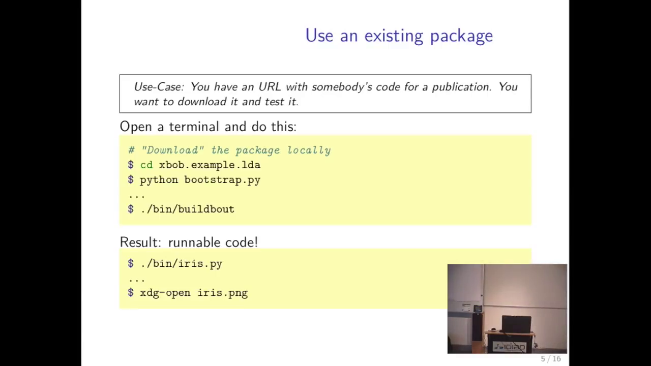And after you run the script, if everything went fine, you should be able to open the iris image. So basically, with two commands, I was able to download somebody's work and install it on my machine. Okay? So this is the kind of easiness we are looking for here.